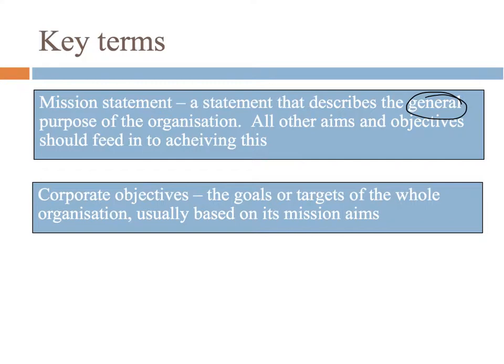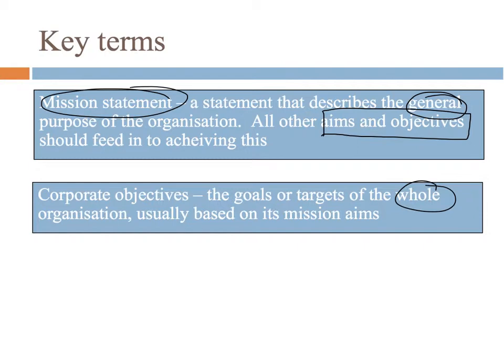If you look, it also says that everything else has to follow from this. So you should be able to look, if you work in a business and think, I am doing this today because it will help achieve our mission statement. If you can't do that as an employee in an organisation, you're probably not necessarily doing something that is useful. And corporate objectives are the goals or targets, remember, of the whole organisation, usually based on mission aims. In fact, I think that's the second time I've told you that. My apologies.